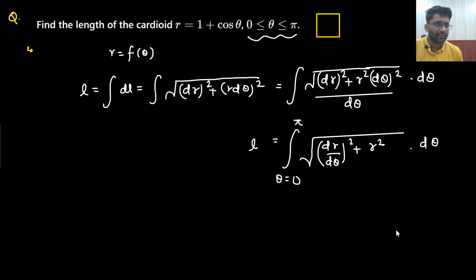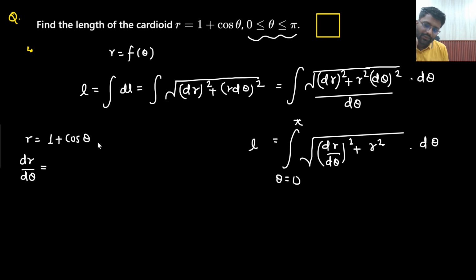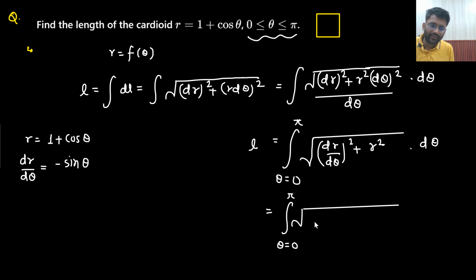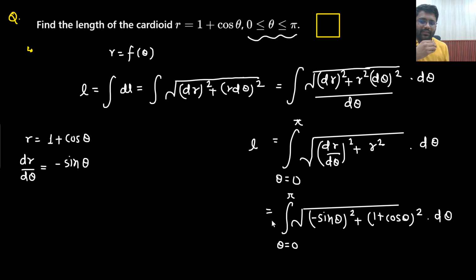Understandable? Now what is the value of r? That also we know. And what is the value of dr by d theta? The value of r is given as 1 plus cos theta. What will be dr by d theta? The derivative of cos theta is minus sin theta. So what will I be getting? Sir, everything I need to put in terms of theta only. So from 0 to pi, under root, dr by d theta is nothing but minus sin theta whole square, plus r, which is 1 plus cos theta whole square, d theta. Understandable? So this integration we are supposed to solve.